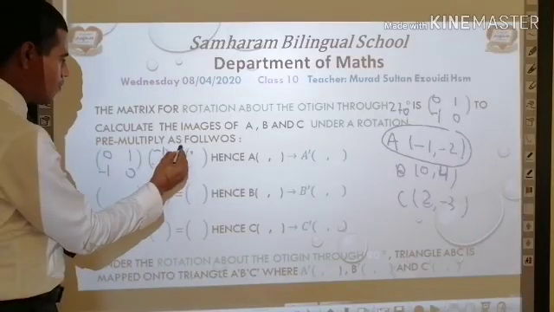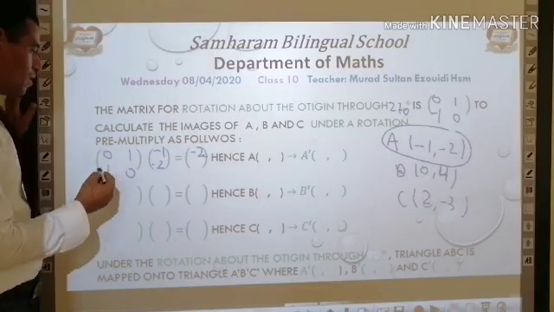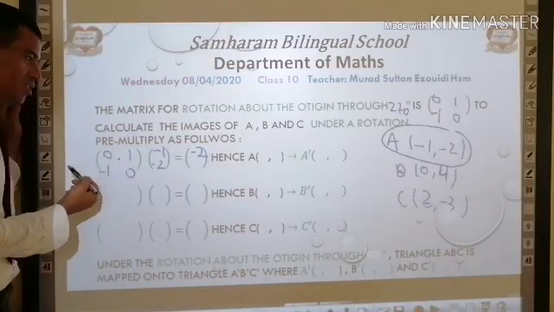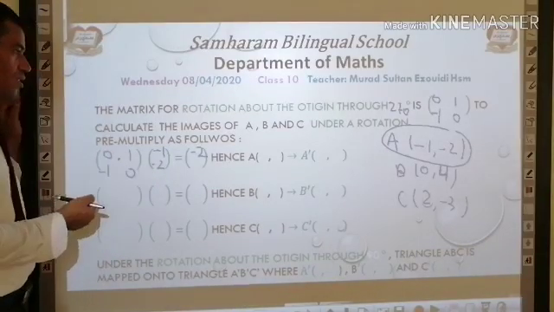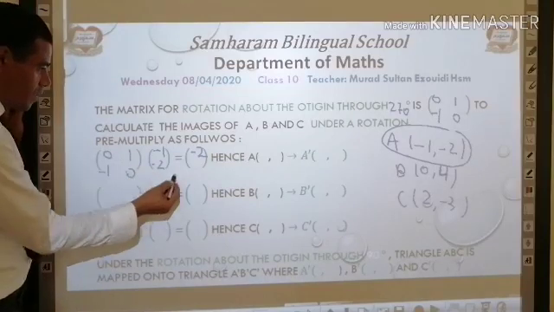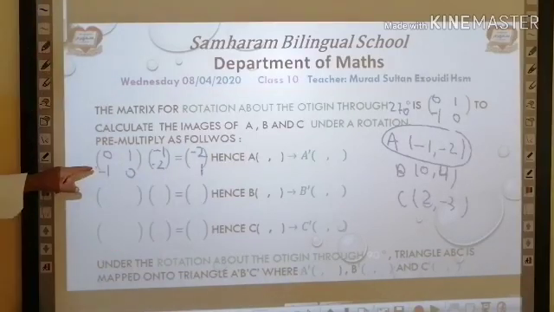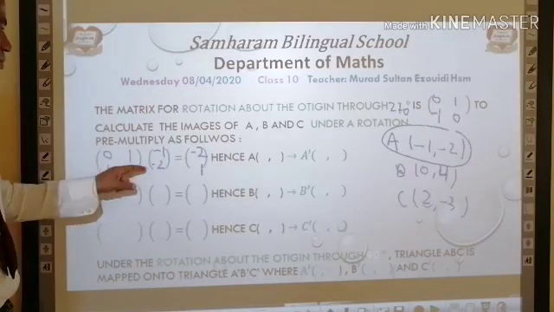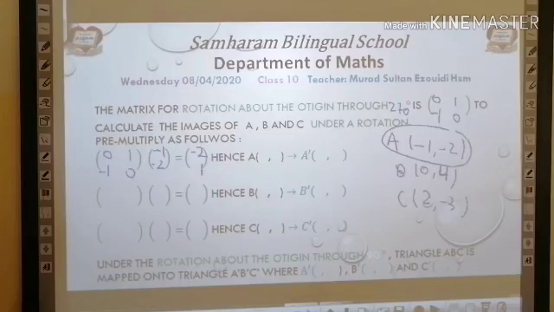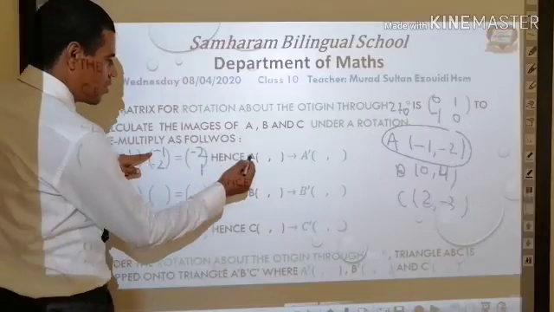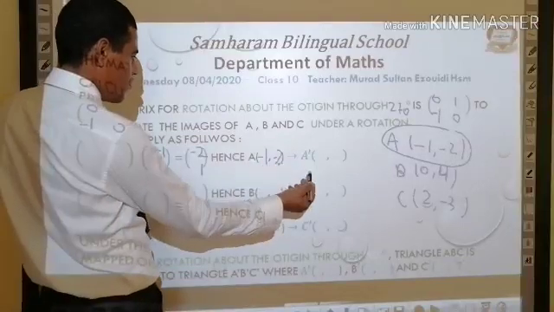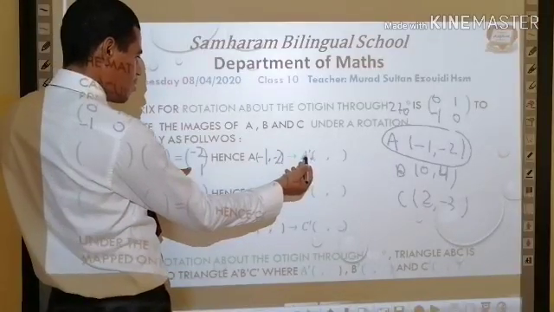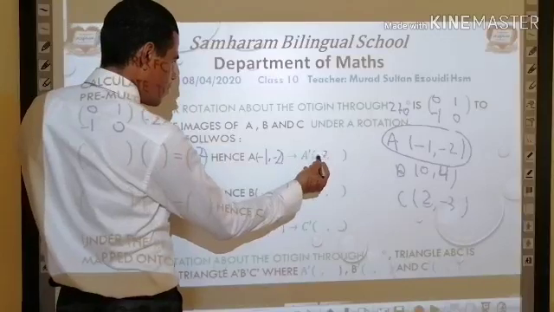It will be negative 2. Why negative 2? Because 0 multiplied by negative 1 is 0, 1 multiplied by negative 2 is negative 2, so 0 plus negative 2 is negative 2. Then the second one, this multiplied by this gives 1. Why? Because negative 1 by negative 1 is positive 1, plus 0 by negative 1 is 0, so 1 plus 0 is 1. Good boy. So I will write here the coordinates negative 1, negative 2, which maps to A prime with coordinates negative 2, 1.